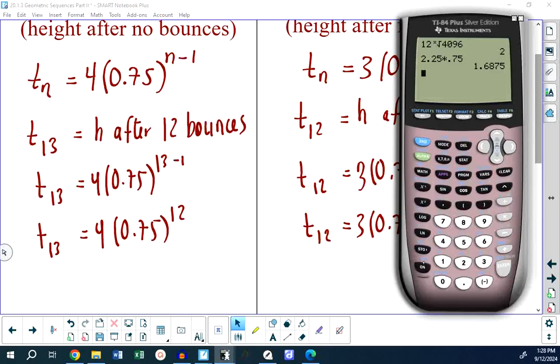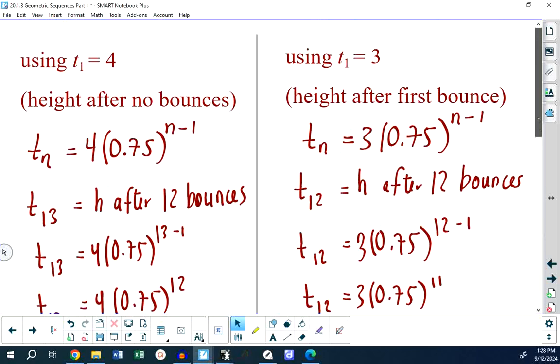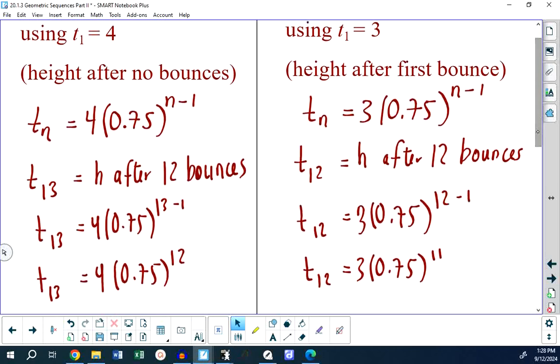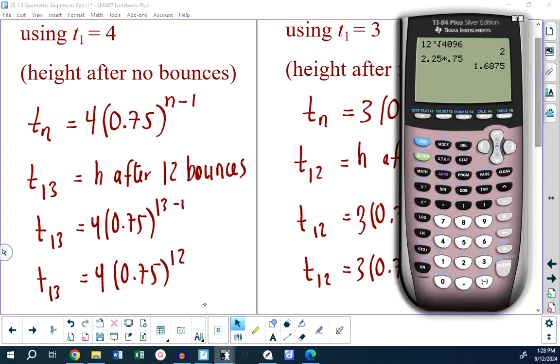If you do it this way on the left, which, again, sorry, I just don't recommend it. I think it's confusing that you have to go, wait a minute, n is not the bounce number, n is something else. It gets confusing. But if you do use the method on the left, you're going to have 4 times 0.75 raised to the 12, which is only 0.13 meters, which is the answer.